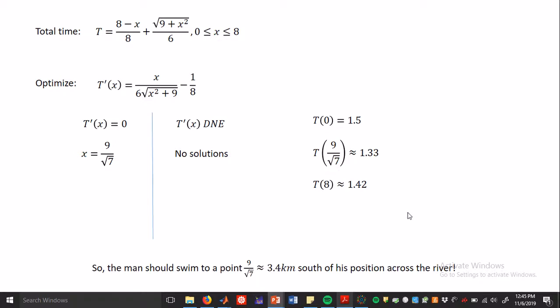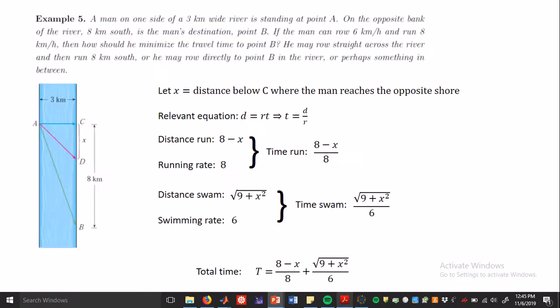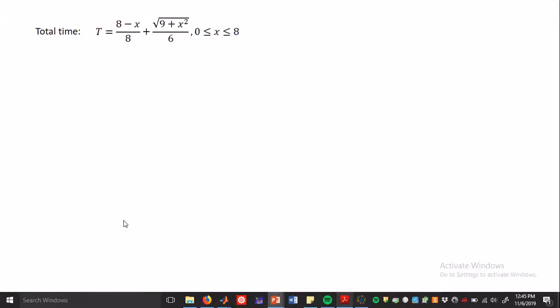So that's it. What it tells us is that we should swim approximately 3.4 kilometers south of the position across the river, so a little bit less than halfway. I thought this was a cool example because it's certainly non-intuitive to me. I wasn't sure what the correct answer would be, so it's surprising to me that the best way to get across this river is to swim a little bit before halfway and then run the rest. Okay, so if you have any questions, please let me know.